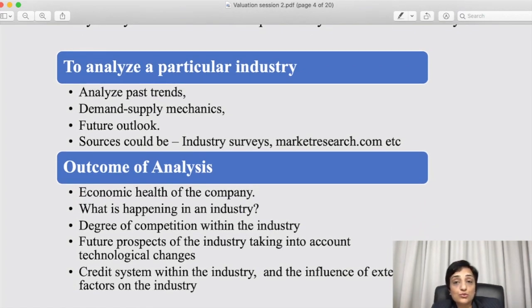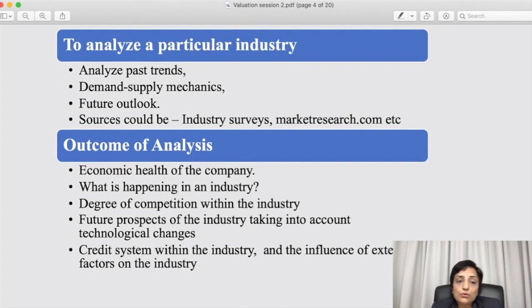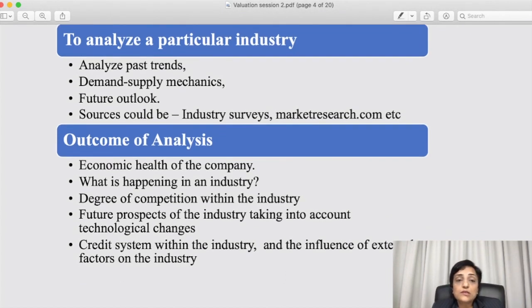The outcome of this analysis would be the economic health of the company, what's happening in the industry, what the current issues are, what the current regulatory features are, what the taxes are, and whether competitors or suppliers are available or not. And those things we can also consider for the future.